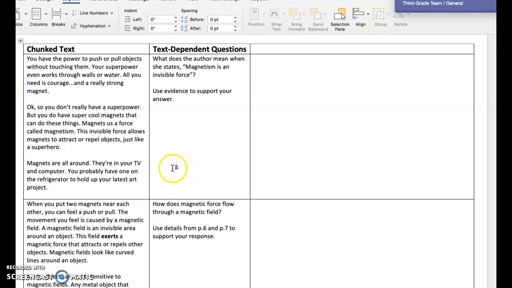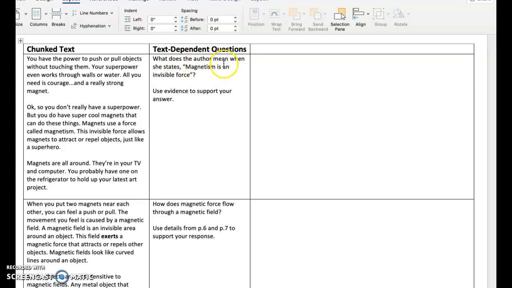Okay, so you don't really have a superpower, but you do have these super cool magnets that can do these things. Magnets use a force called magnetism. This invisible force allows magnets to attract or repel objects, just like a superhero. Magnets are all around. They're in your TV and computer. You probably have one on the refrigerator to hold up your latest art project.